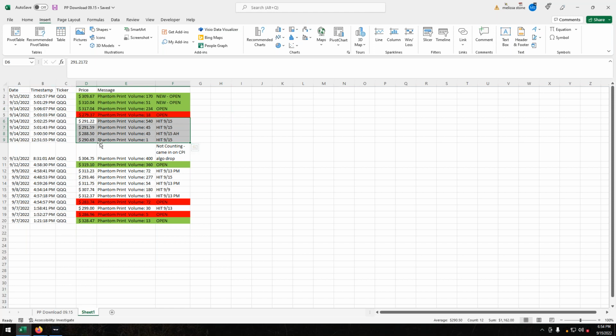We were looking at this 290.69. That one came in yesterday on 9/14 during the day. We had some additional ones after hours that were clustering around that 290.69. So we hit all of those today. And there's several others that have been hit. So this is really good if you're just getting started.